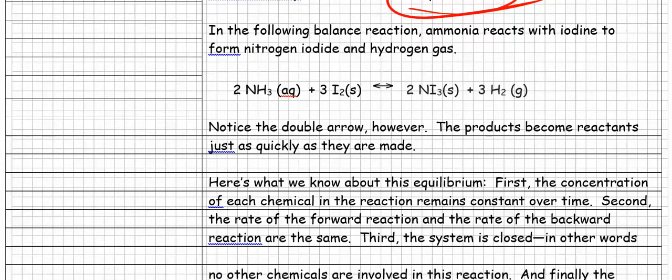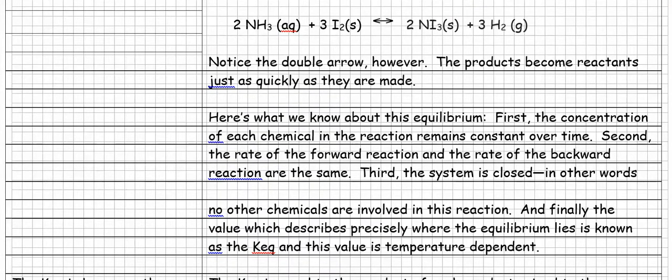All right, so that's the important thing: over time, when you have a true equilibrium, the concentration of each chemical is constant. That's critical. Second, the rate of the forward reaction and the rate of the backward reaction are the same. Forward reaction, backward reaction are equal. And the third thing is the system is closed. In other words, no other chemicals are involved in this reaction.